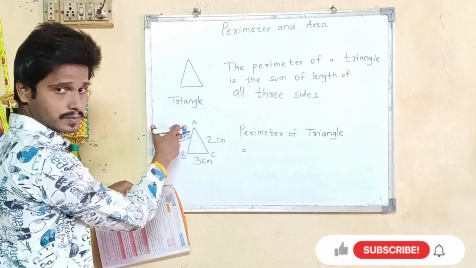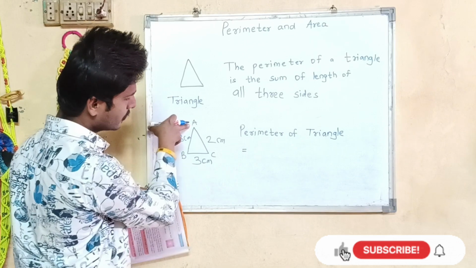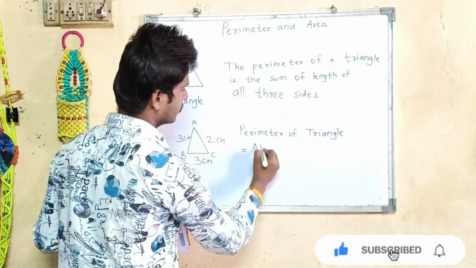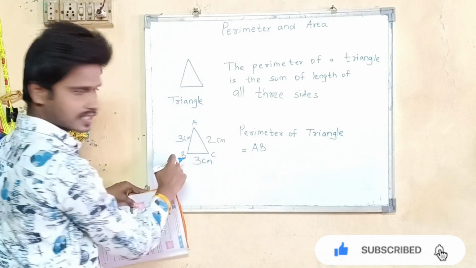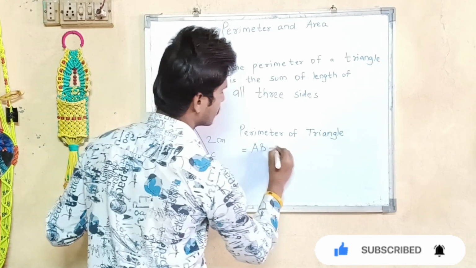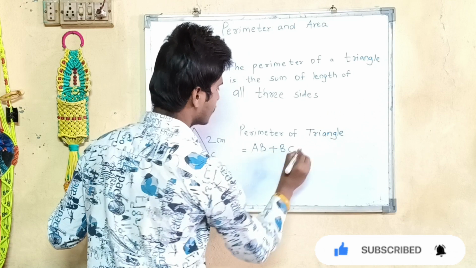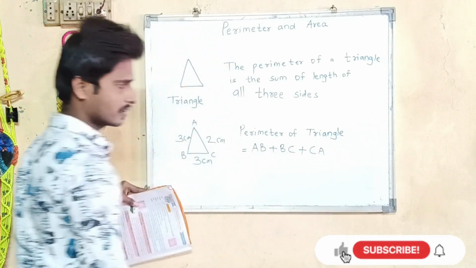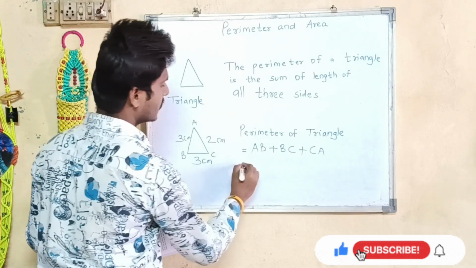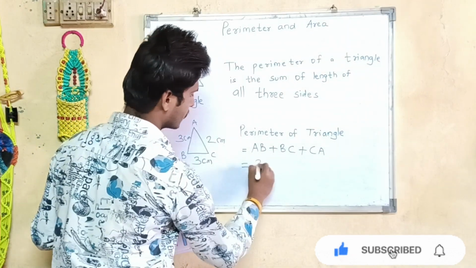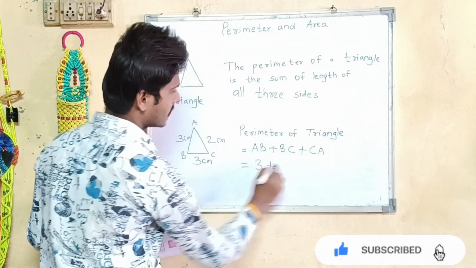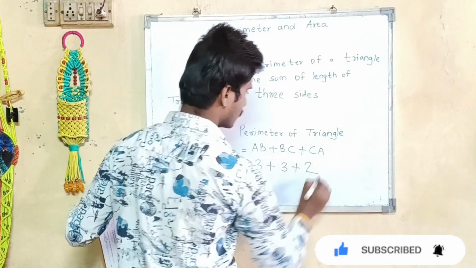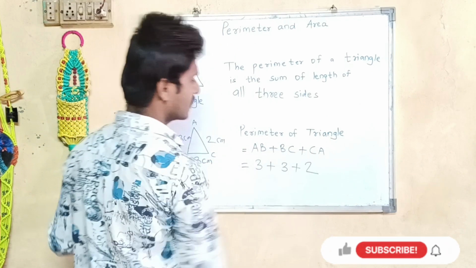Suppose I start from the point A. So what is A, B? One of the sides, then plus BC. Then plus CA, or AC, you can write. So what is the length of AB? It is 3. Then for BC, again it is 3. And for CA, it is 2. So I have added all the given sides.